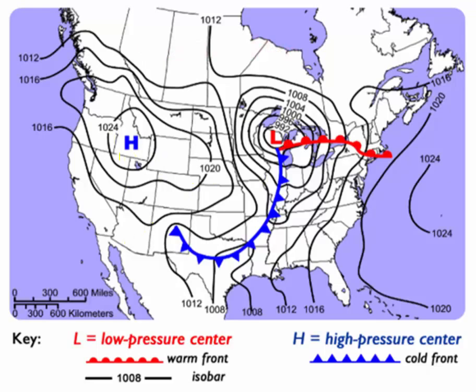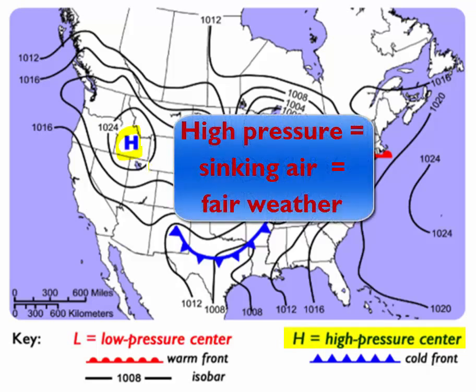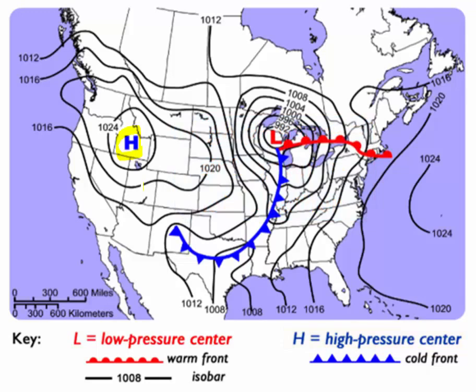So let's start over here with this H over Idaho. H means high pressure, high air pressure. High air pressure means sinking air. Sinking air means fair weather, sunshiny weather, stable weather. It could be cold or it could be hot, but usually you've got pretty stable conditions and you don't have rain.